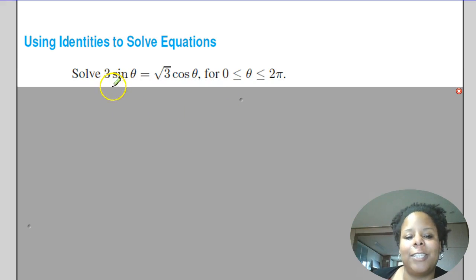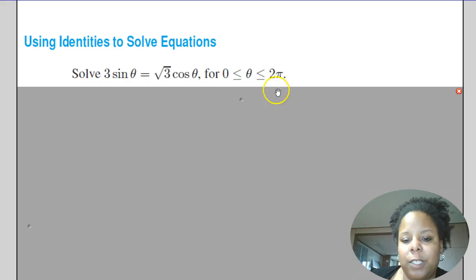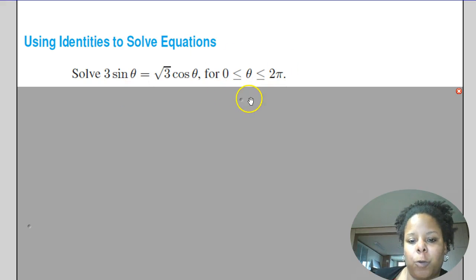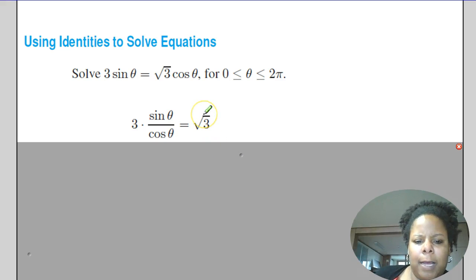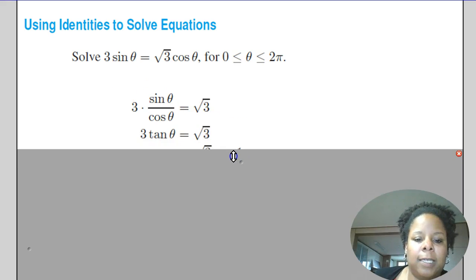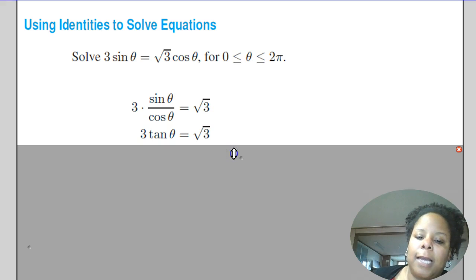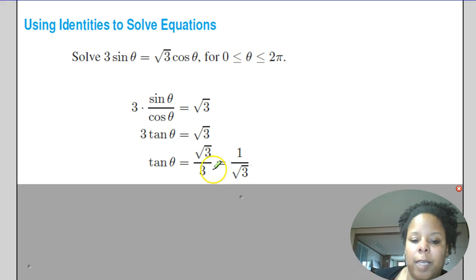We can also use identities to solve equations as well. So here I have this equation, 3 sine of theta is equal to square root of 3 cosine of theta for theta between 0 and 2 pi. Which theta values work? Well, I can divide both sides by cosine of theta. And so that leaves me with 3 times sine theta over cosine theta is equal to the square root of 3. And then I know that sine theta over cosine theta is tangent theta. And then I can get tangent theta by itself by dividing by 3. And I get that tangent of theta is equal to 1 over the square root of 3.